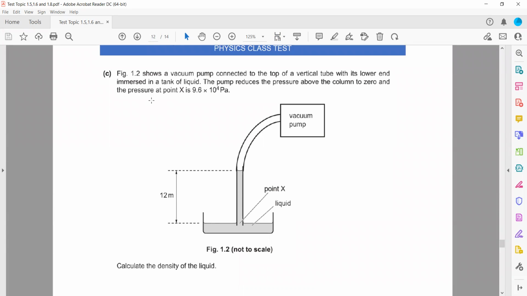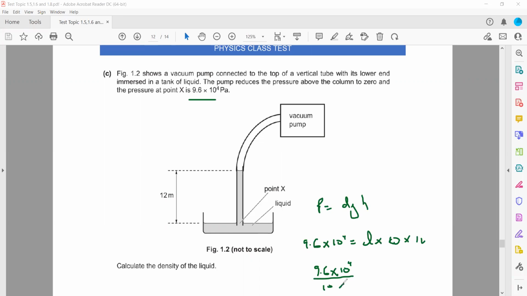Figure 1.1 shows a vacuum connected. The height is 12 meter. Calculate the density. So how to calculate the density? The formula is pressure equals density times gravity times depth. The pressure is 9.6 into 10 to the power 4. Density we don't know. Gravity is 10 and the depth is 12. So this factor is multiplied, on the other side it will be divided. So 9.6 into 10 to the power 4 divided by 10 divided by 12. So this will give us the density of the liquid which is used, that is 800 kilogram per meter cube.